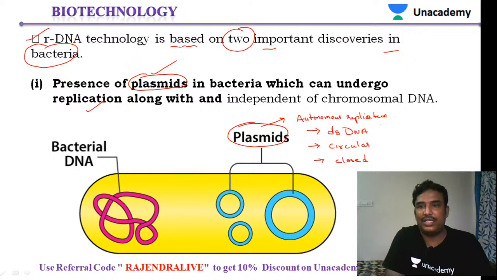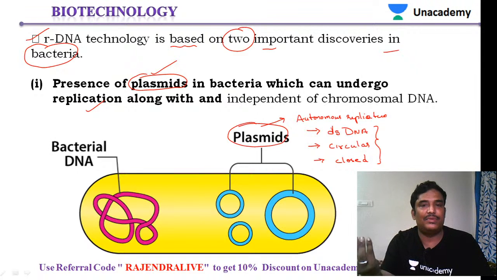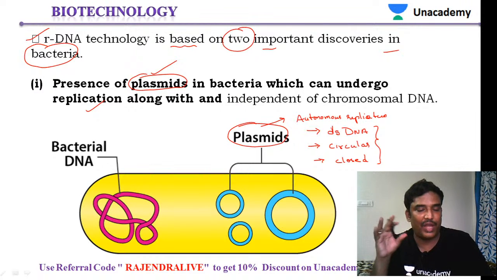These are the things which we have to remember in multiple choice questions. They'll ask you, plasmid is having what type of character feature? No doubt they are double strand DNA. They are circular, closed, double strand DNA. So like that we have the answer.